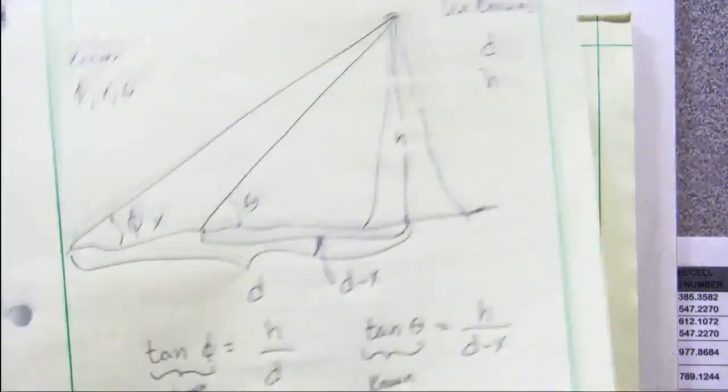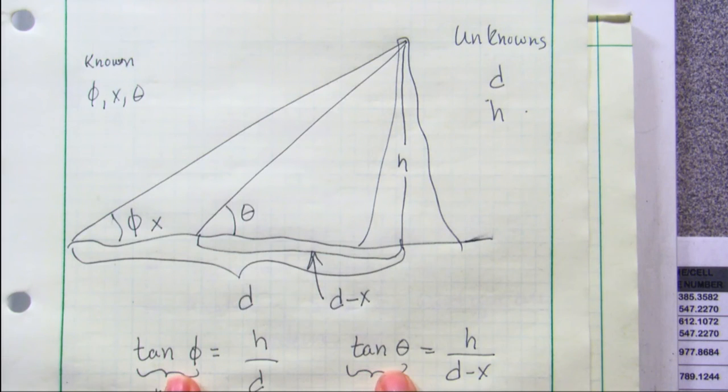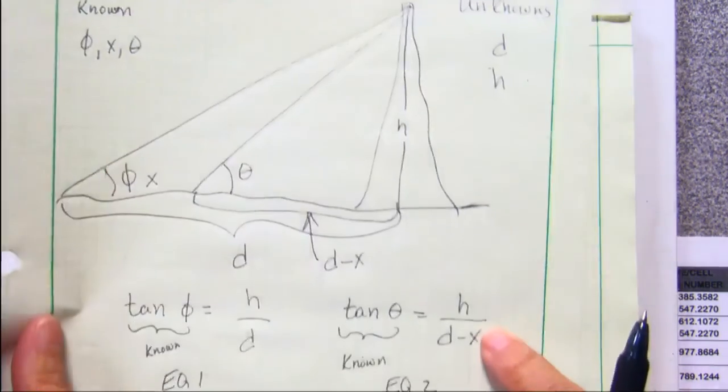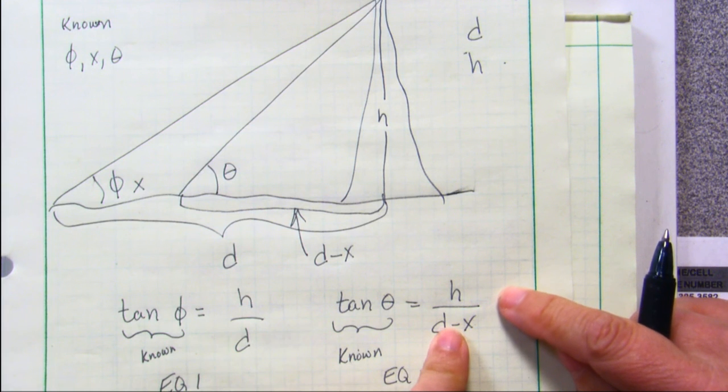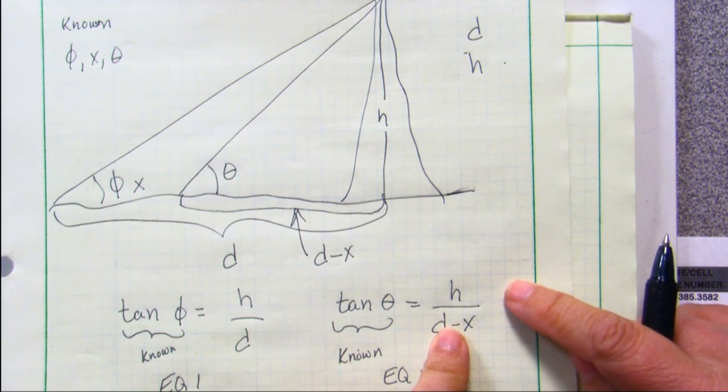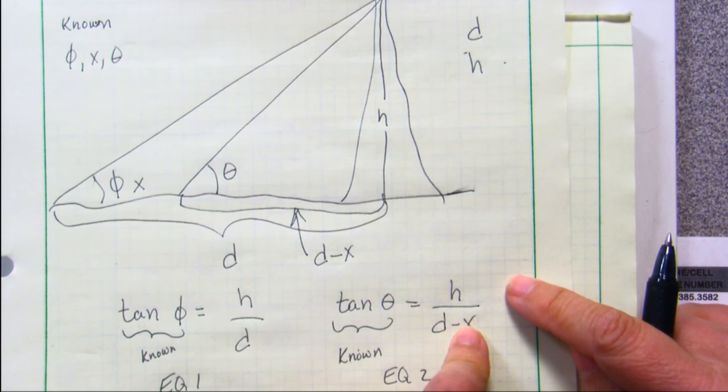So if I were doing that, what it would say is I'm going to leave the tangent of phi in there, and I'm going to leave the tangent of theta in there, and I'm going to go ahead and solve for h algebraically. That's what the book's problem-solving strategy is going to have you do. Sometimes that makes sense.